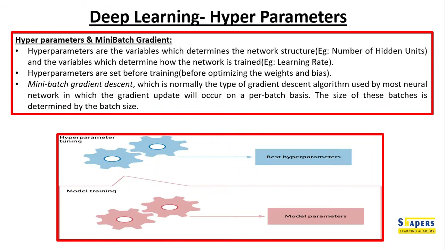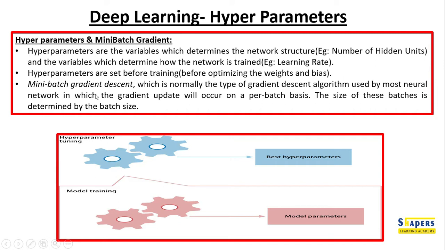What are hyperparameters? Hyperparameters are the variables which determine the network structure, similar to the features of a neural network. Hyperparameters are set before training, before optimizing the weights and bias.